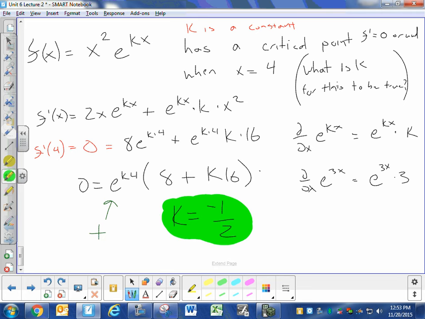Any questions about that? Yes, Ms. Street. Yeah, you could have factored out the e to the kx first and then plugged in 4 everywhere. Yep. You could have even kind of forgotten about it since you know it'll never equal 0. Any other questions?